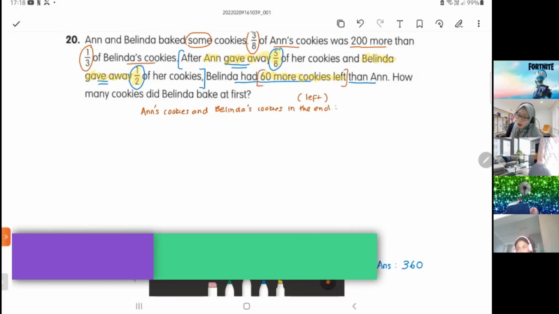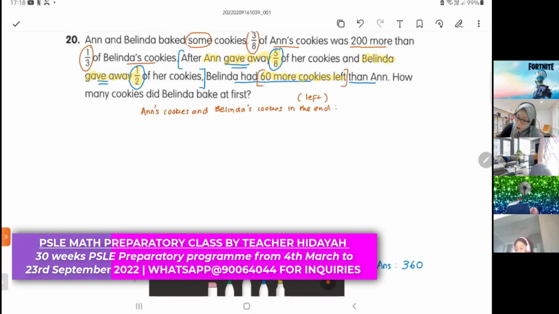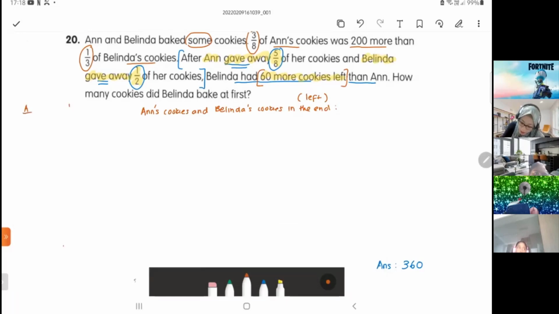Okay, so if you look at that, I know that Anne gave away 5/8. So if we look at Anne and then we look at Belinda, Anne gave away 5/8. 1 whole minus 5/8 equals 3/8. This is my leftover for Anne, right? Then Belinda, 1 whole minus half equals half. This is my left for Belinda, right? This is what is left. This is the relationship that I find out from my leftover.